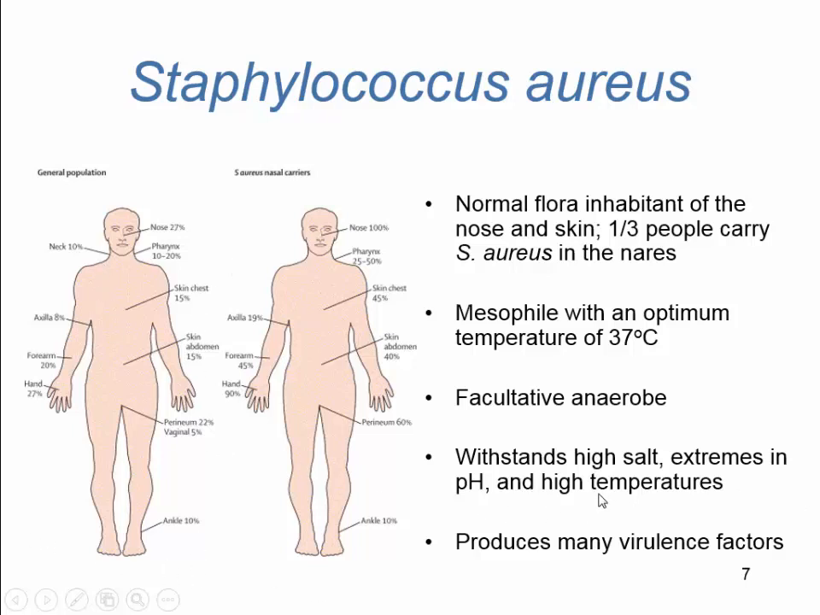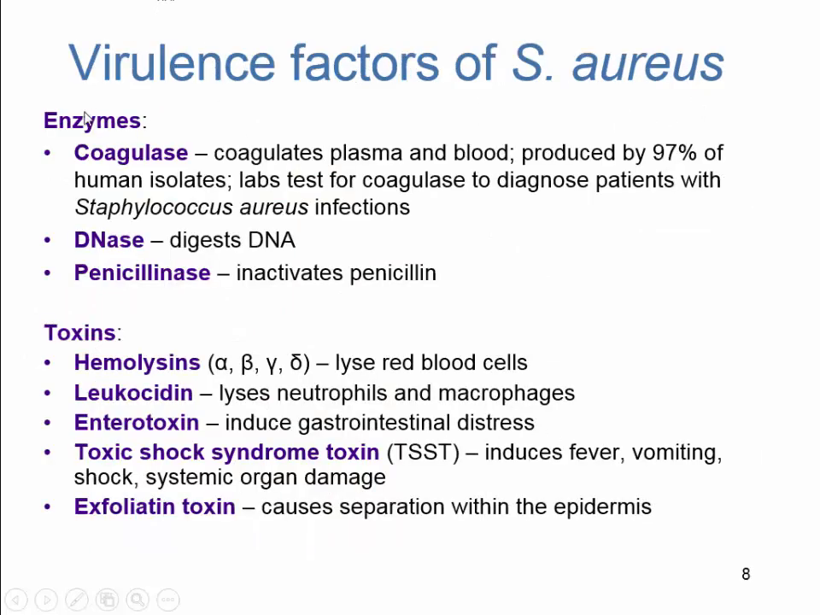The presence of this microbe can result in diseases, especially if it is a pathogenic form. There are quite a few virulence factors of Staphylococcus aureus. It possesses quite a few enzymes, in particular coagulase. Coagulase coagulates plasma and blood, and it is common to most Staphylococcus aureus isolates, about 97% of them. The reason that Staphylococcus aureus possesses coagulase is that it blocks the blood from clearing out this microbe. If you have a staphylococcal infection, it will coagulate around the site of infection, preventing the entry of white blood cells.